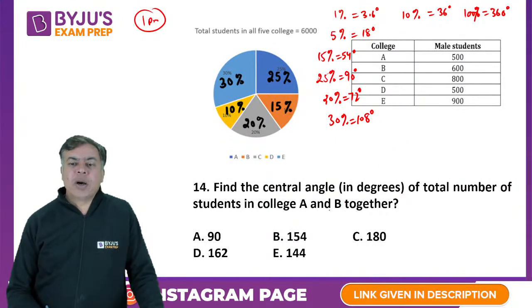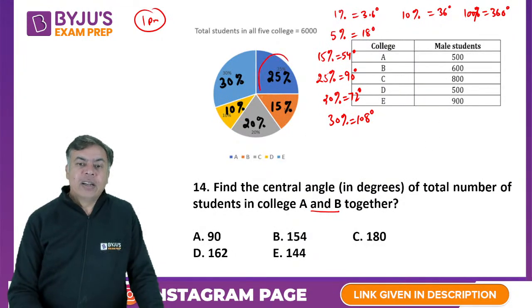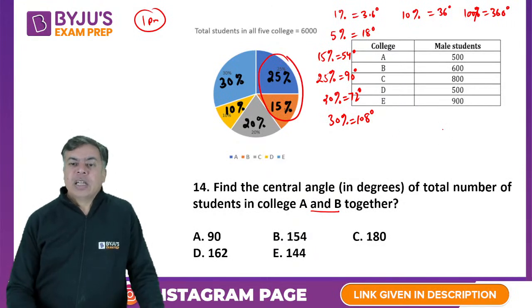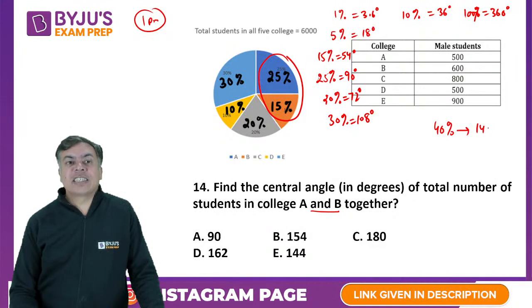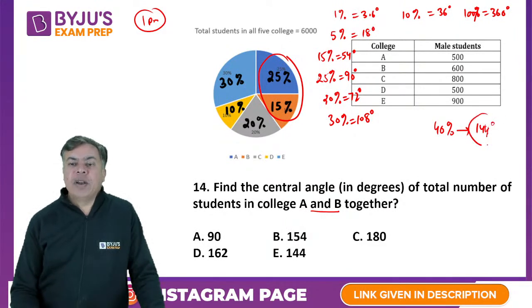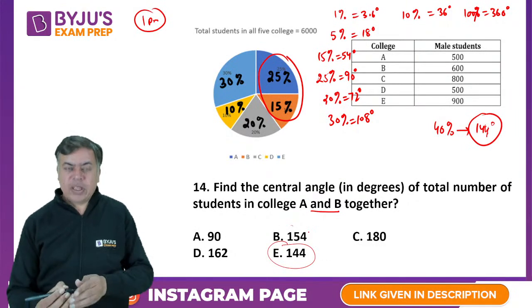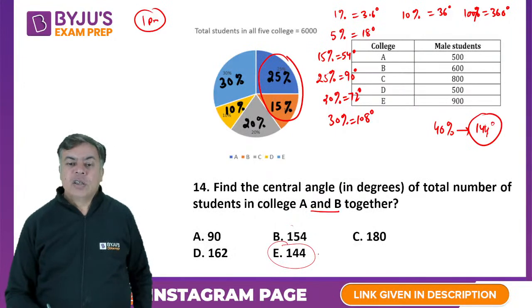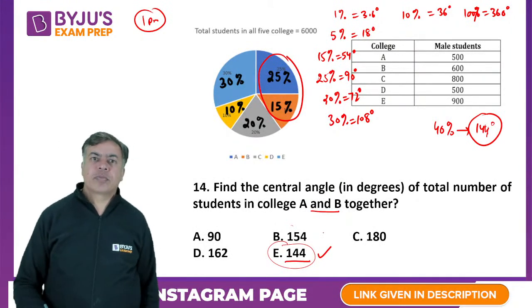Now he is talking about the total number of students in A and B together. A and B together is 40%. If it is 40%, you should know 36 into 4, that is 144 degree. So my answer will be 144 degree. So option E would be my correct answer, that is 144 degree.